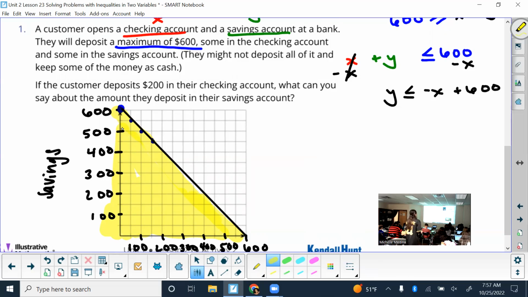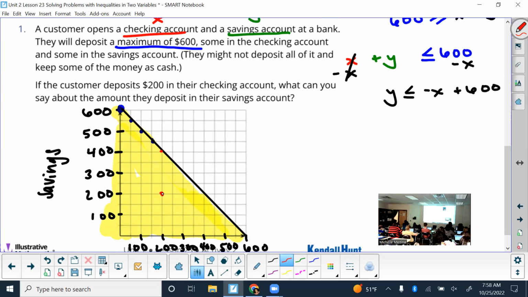So then if the customer deposits 200 in her checking account, what can you say about the money deposited in her savings account? So here's 200 for the checking. How much could she have in her savings at most if it's 200 in the checking? At most, she could have 400. Could she decide to have like 200 in both? Yes, because the rule is that it just has to be less than or equal to the 600.